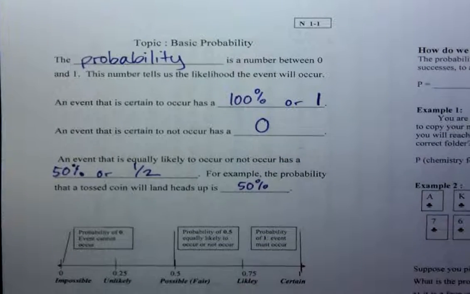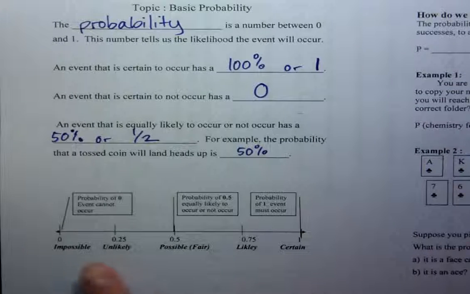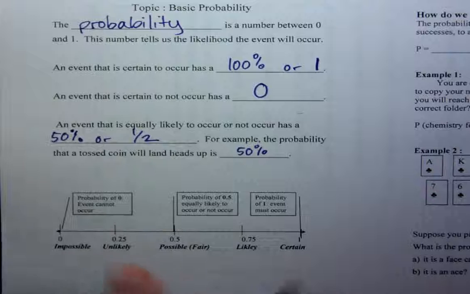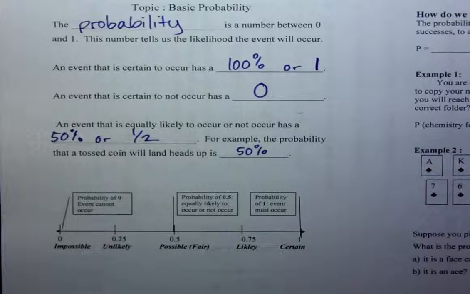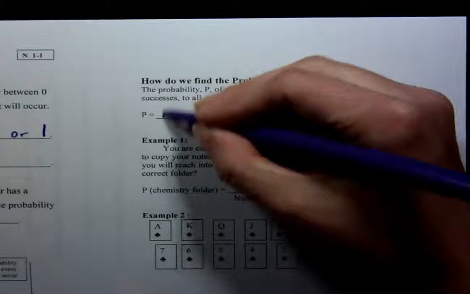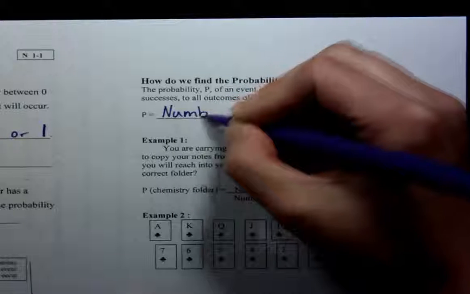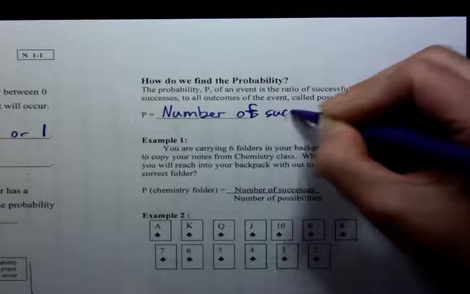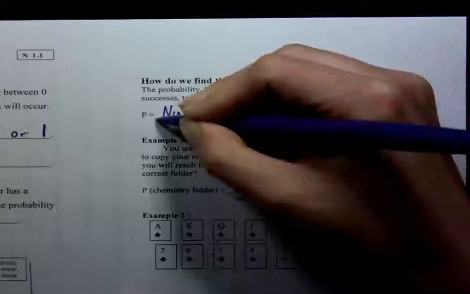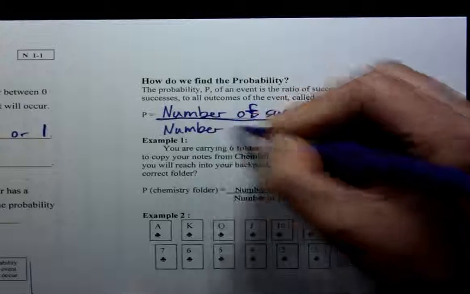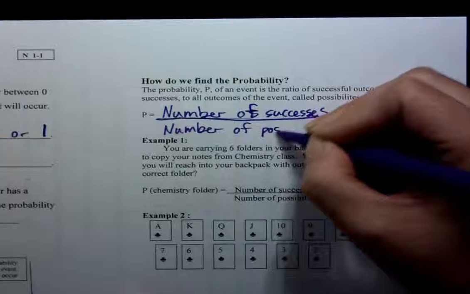That's just some of our basics. There's this chart that just shows you if you want to look back at that. On the second side of your page, this is the basic thing we do for all probability. It's just the number of successes over the number of possibilities.